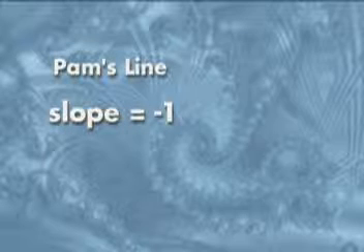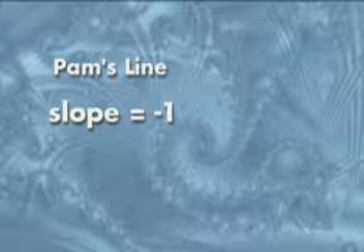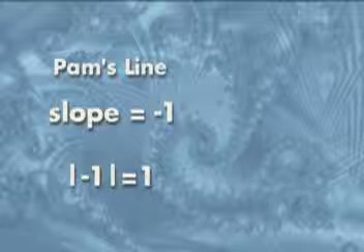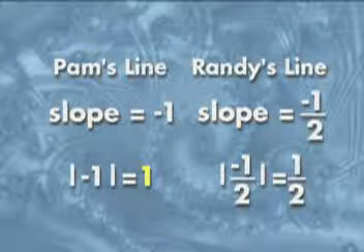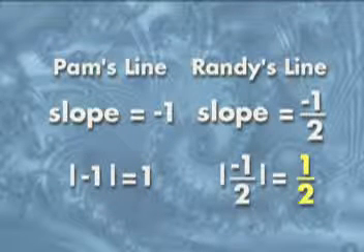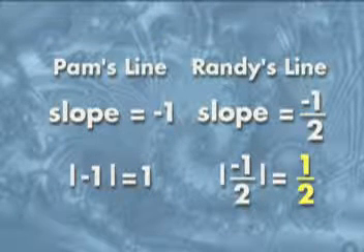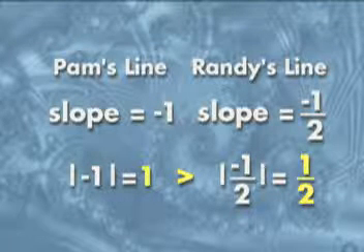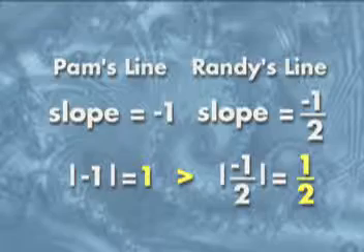My line has a slope of -1. The absolute value of -1 is 1. Randy's line has a slope of -1/2. The absolute value of -1/2 is 1/2. Since 1 is greater than 1/2, and steeper lines have slopes with greater absolute values, we've mathematically shown that I skied the line with the steeper slope.